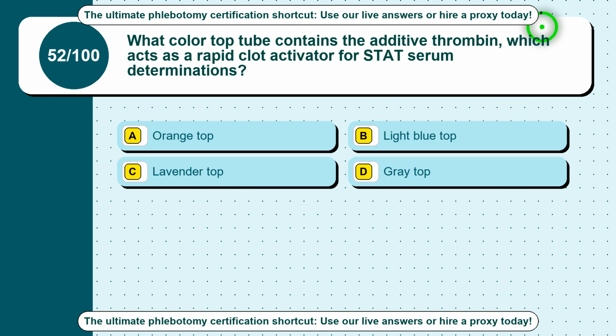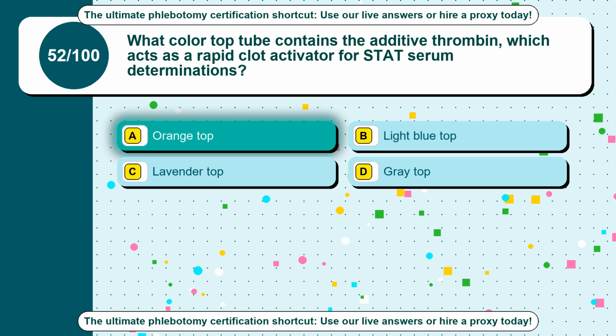Question 52. What color top tube contains the additive thrombin, which acts as a rapid clot activator for stat serum determinations? Option A, orange top. Option B, light blue top. Option C, lavender top. Option D, gray top. The correct answer is option A, orange top.